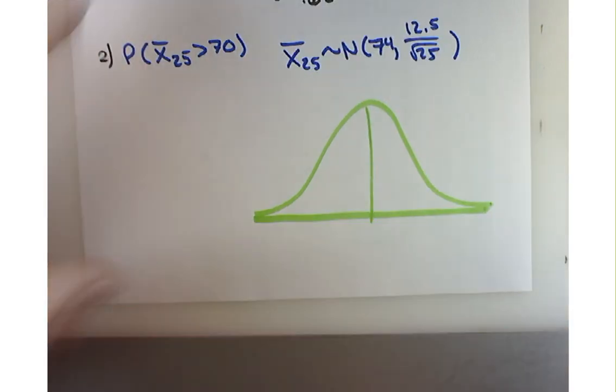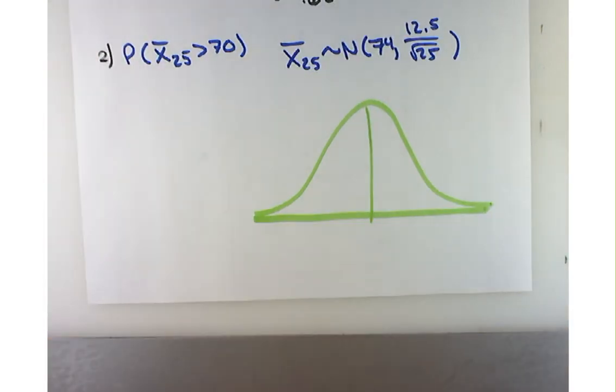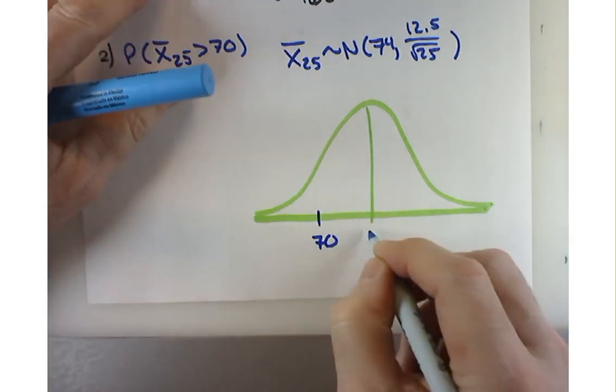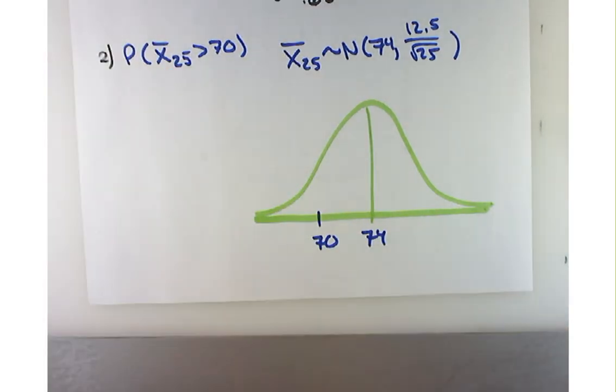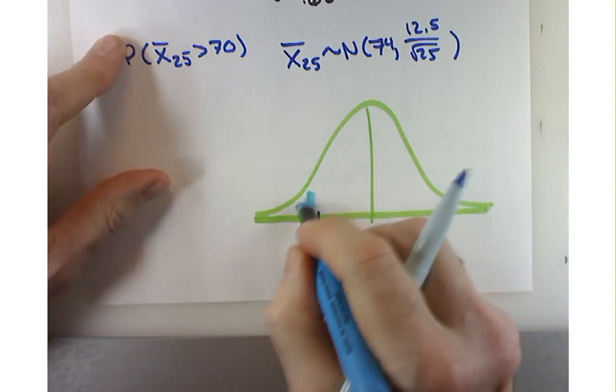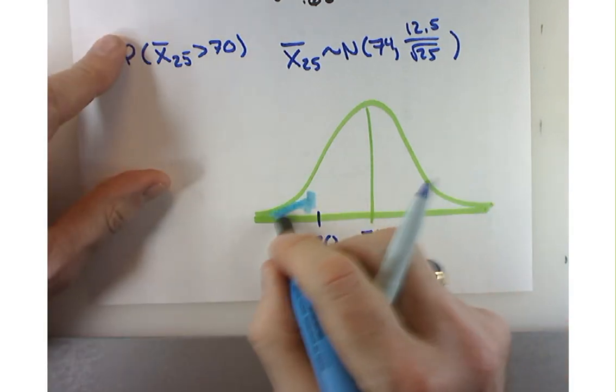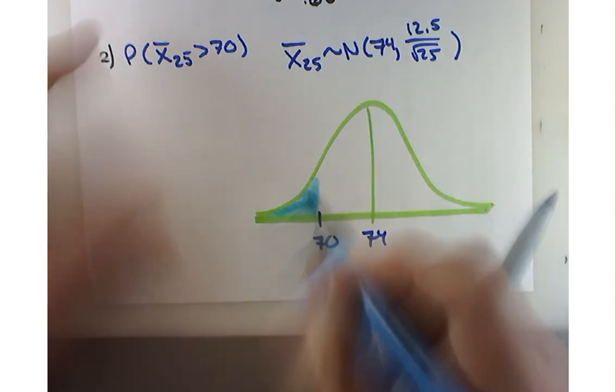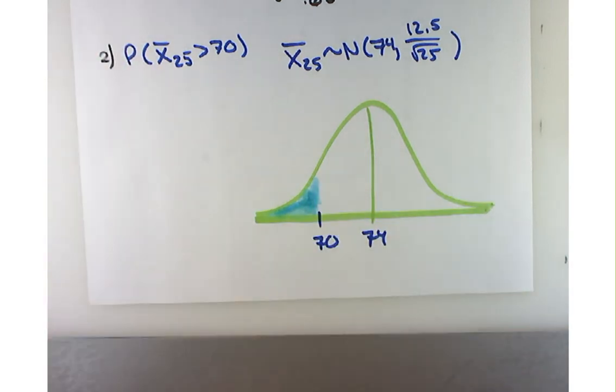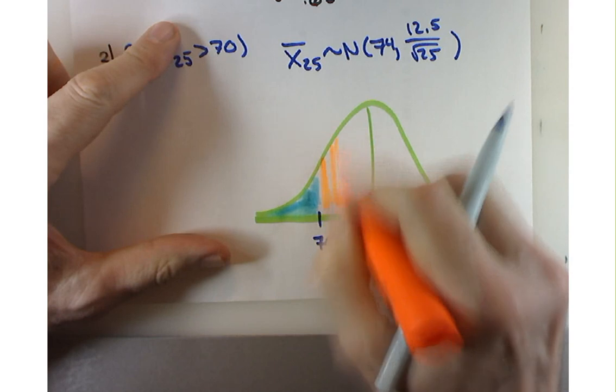That's a good one. Usually mine are far from symmetric. Let's see. Still want 70, 74. And Google Sheets is still going to give us this area here, whereas we want the area to the right of it, which I'll shade in orange. This is the area that we're looking for.